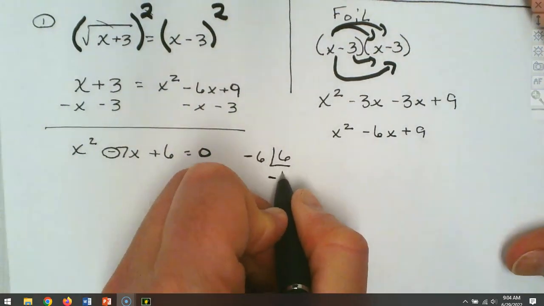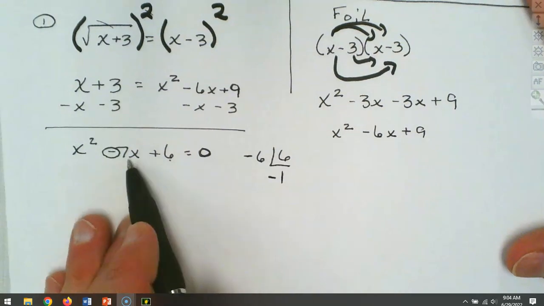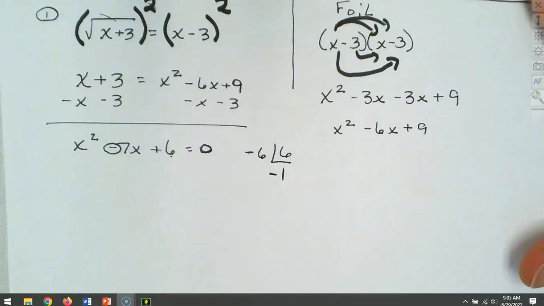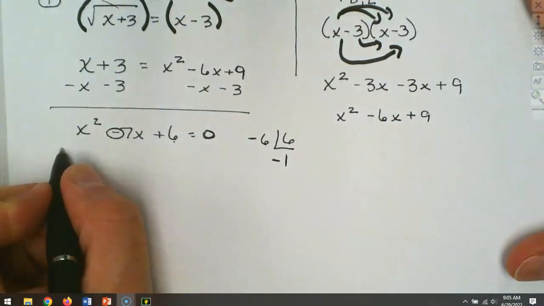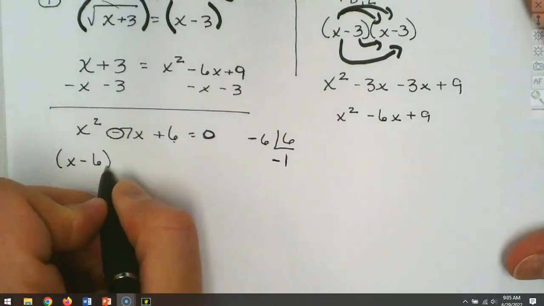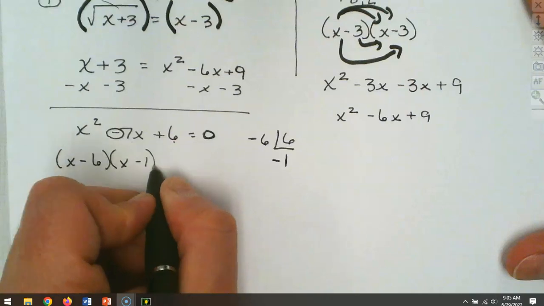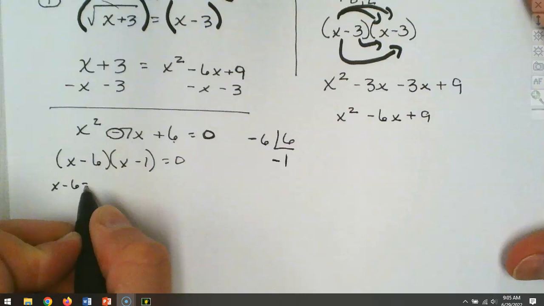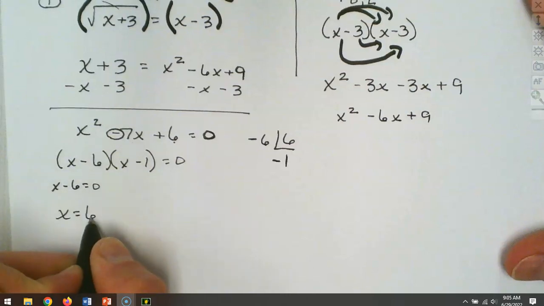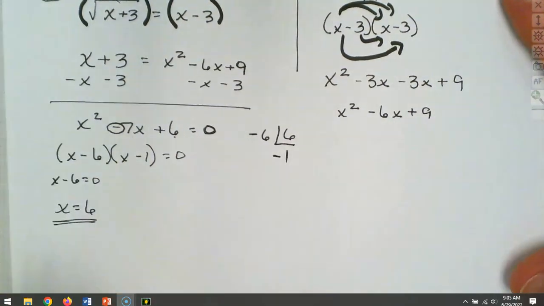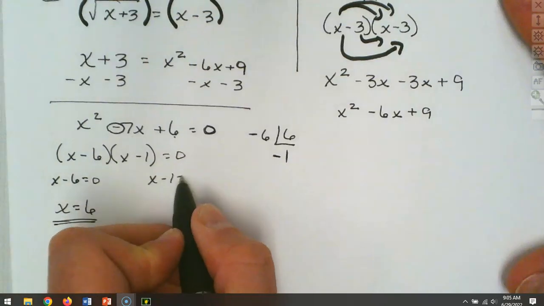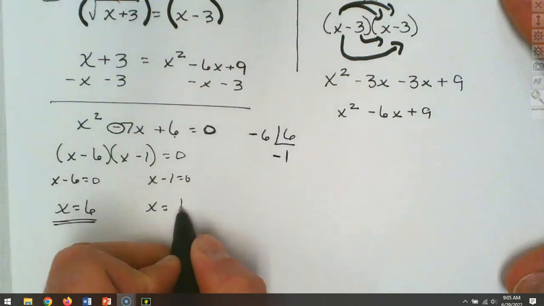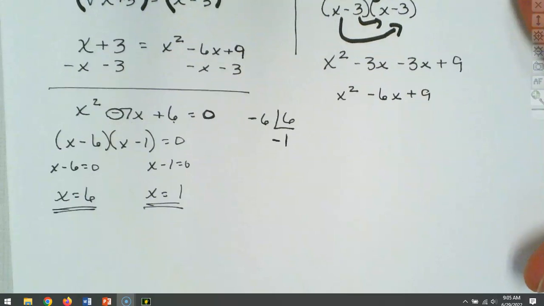And the way I remember that is I look at my 6 and I look at my 7. It's only off by 1. So it's got to have a factor of 1 in there. And now we've got x minus 6, x minus 1 equals 0. So x minus 6 equals 0, so one possible solution is 6. And x minus 1 equals 0, so x equals 1 is another possible solution.